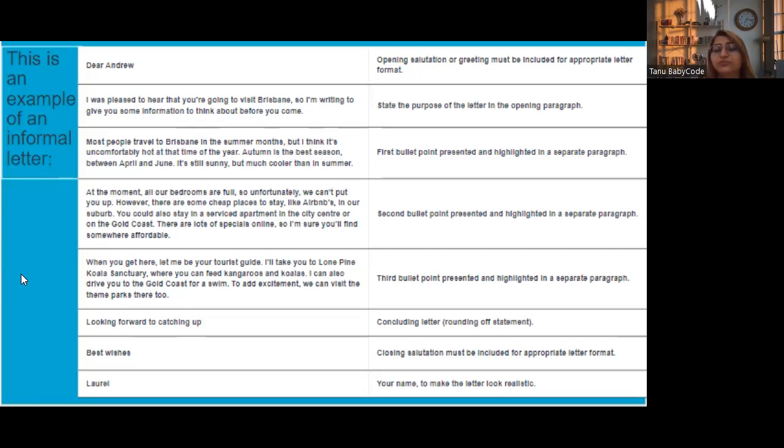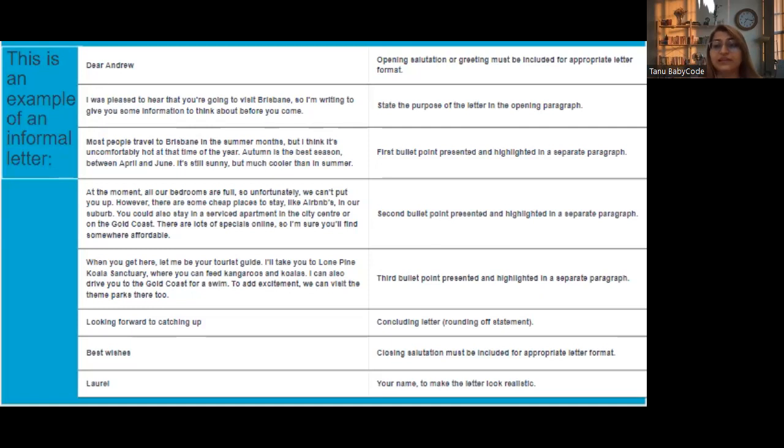Once you complete your three bullet points and you describe and extend them, write a concluding statement. Looking forward to seeing you, looking forward to catching up soon, right? Then the salutation, best wishes, and then your name, right? So you have to write this proper format which comprises the purpose of the letter and three bullet points, concluding statement, beginning and closing.